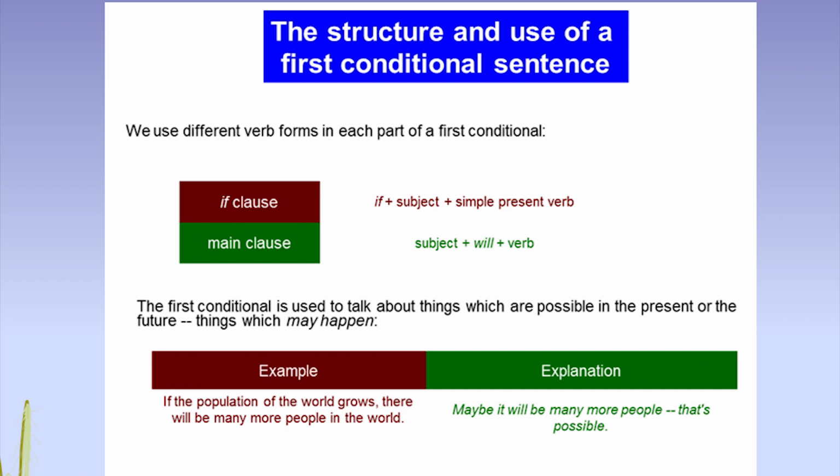And the usage of these sentences, we use them for speaking about things which are possible in present or in future. And mind please that if you have an if clause, there is no need to use will. Will we will be using only in the main clause. For example, if the population of the world grows, there will be many more people in the world. It is a possibility in future.